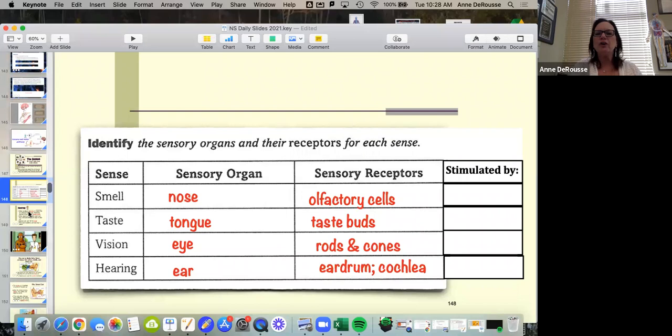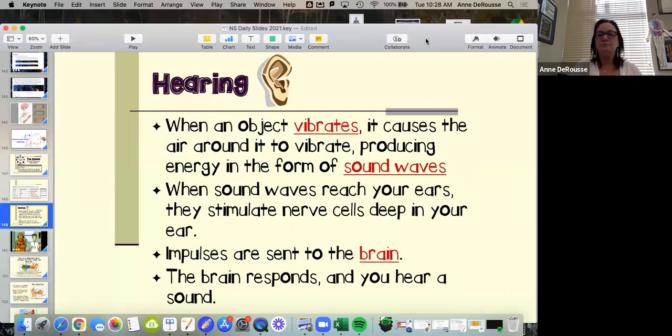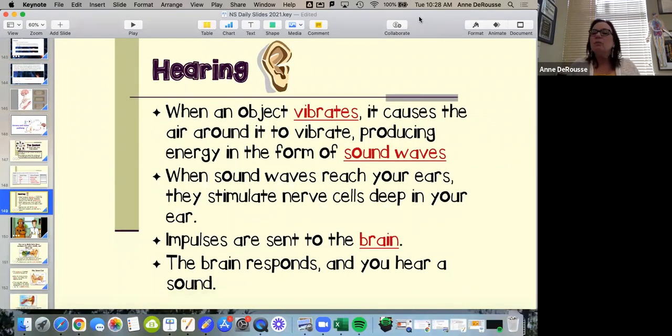All right, so we're going to start with hearing. Basically, when an object vibrates, it causes the air around it to vibrate, and those make sound waves, which is a form of energy. When those reach your ears, they stimulate nerve cells or receptors that are in your ear. So the sound waves are the stimulus here. It's in your brain, however, that tells you what it is you're hearing.